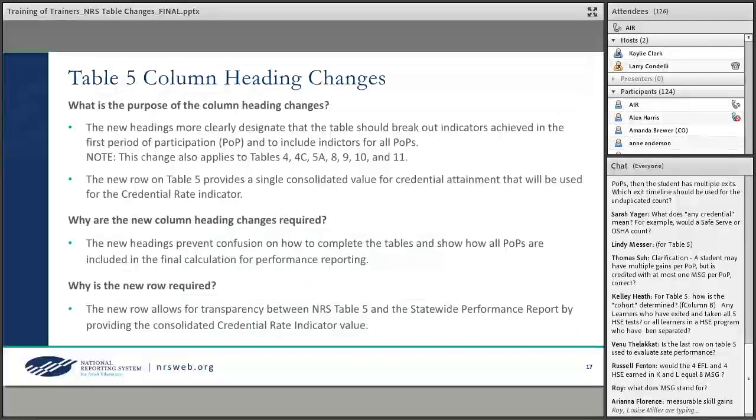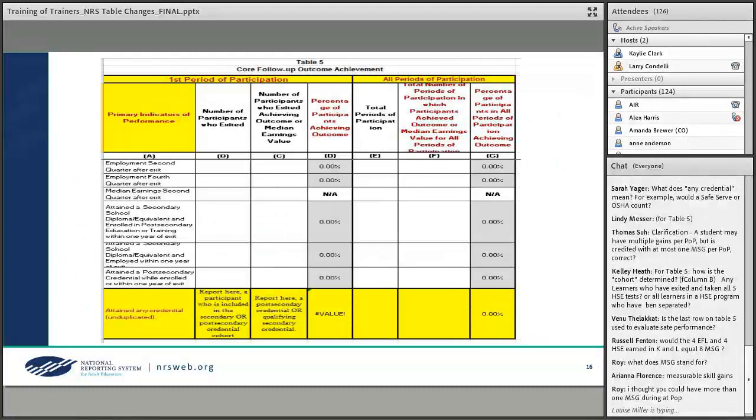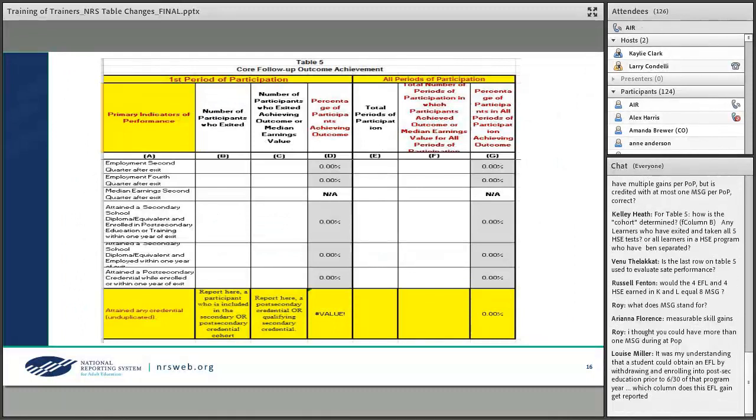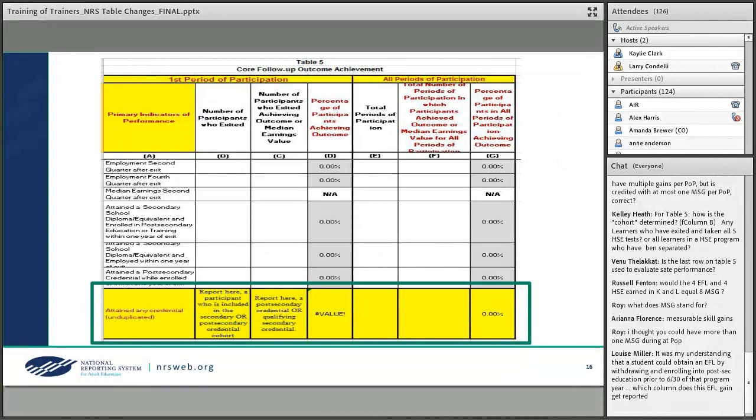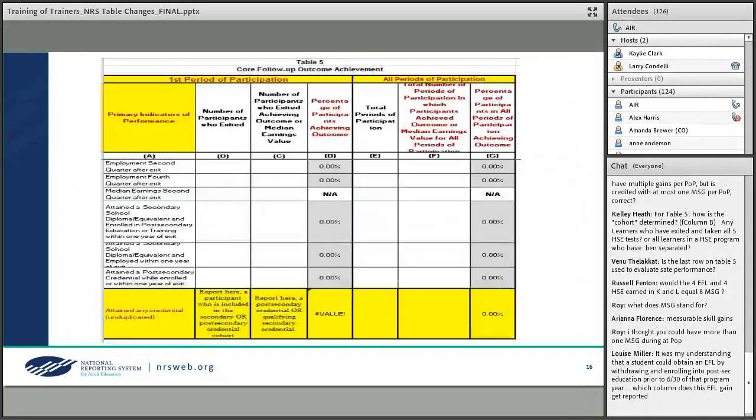All right, let's continue with the questions for Table 5. Would you move on to Table 5? There we go. Okay, Kelly. Kelly's asking, no, please go to Table 5.